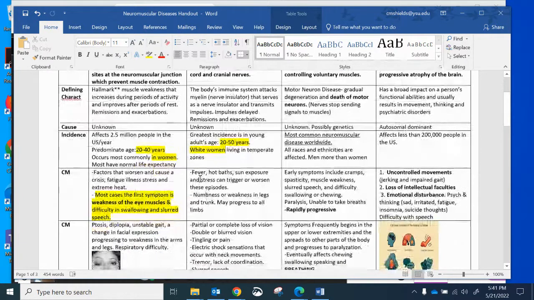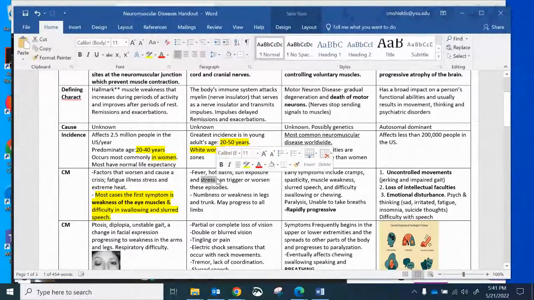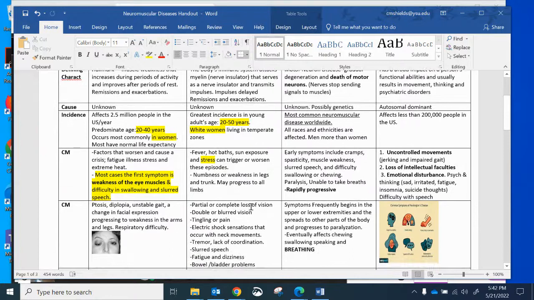Some other clinical manifestations: fever, hot baths, sun exposure, so heat, getting overheated, and always stress. Any type of stress situation is always going to trigger or worsen these episodes. So heat and stress put them in an exacerbation. Numbness or weakness in the legs and the trunk could progress to all the limbs, right? Think about the pathophysiology of the disease, depending on what nerves are being affected and which muscles they innervate. Partial and complete loss of vision, as we saw in that picture, double or blurred vision.